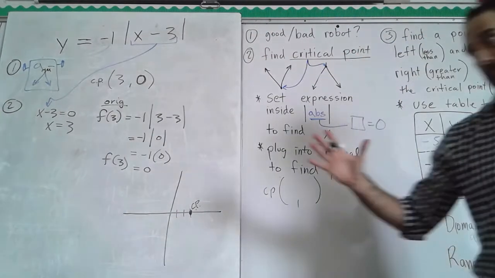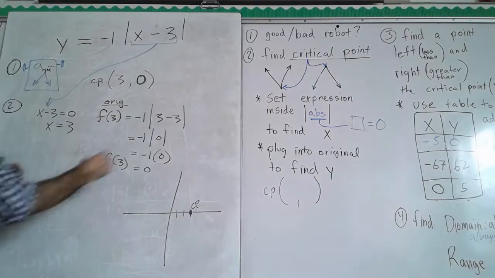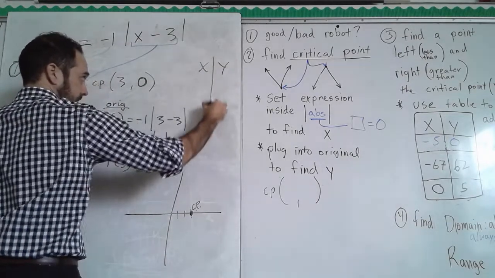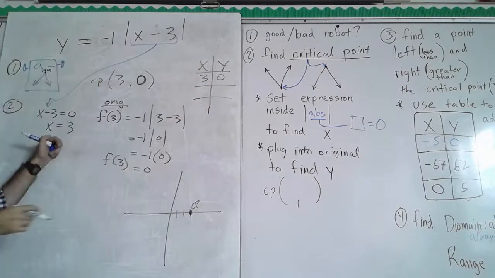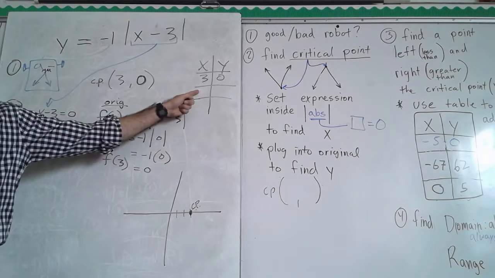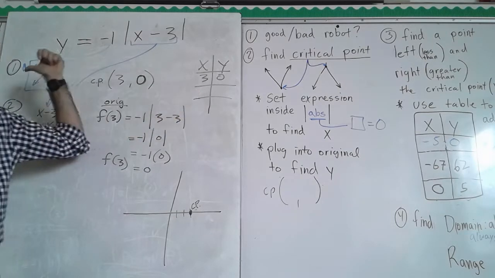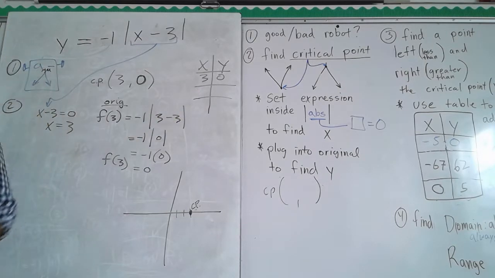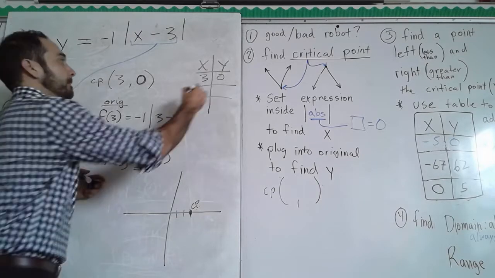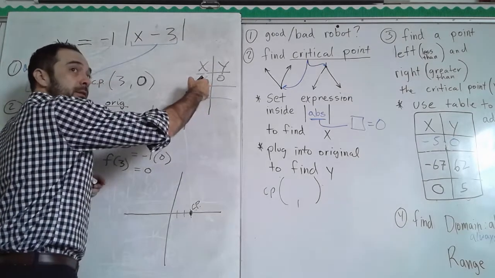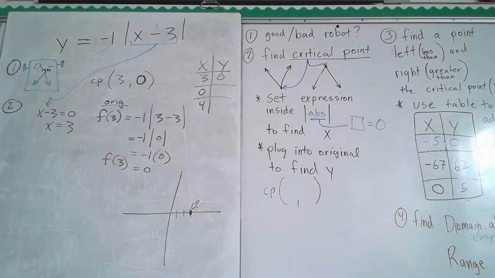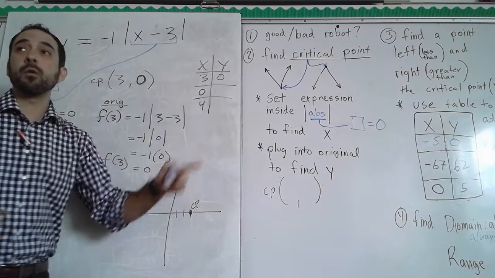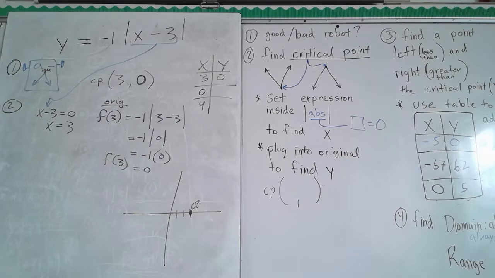All right. Now we go back and we look. We can make a table. We know that we have 3, 0 on that. What is one x value that is to the left, less than 3, that's really easy to work with? 0. Good. What's one number that's greater than 3 that's pretty easy to work with? 4. Good. I like it. You can pick any numbers. You don't have to pick negative 67. We picked 0 and 4 because those are pretty easy to evaluate.